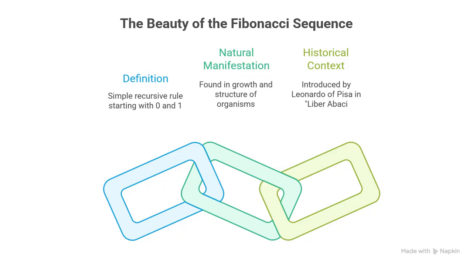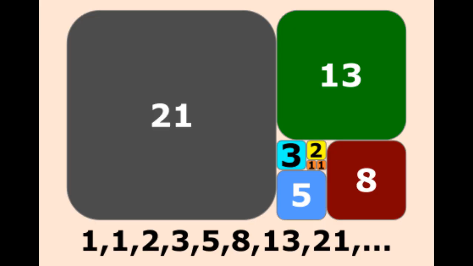in nature. Yes, the Fibonacci sequence is widely considered one of the most beautiful mathematical patterns found in nature. Its beauty stems from its elegant simplicity and its surprising prevalence in the natural world. The sequence is defined by a straightforward recursive rule. Starting with 0 and 1, each subsequent number is the sum of the two preceding ones, that is 0, 1, 1, 2, 3, 5, 8, etc.